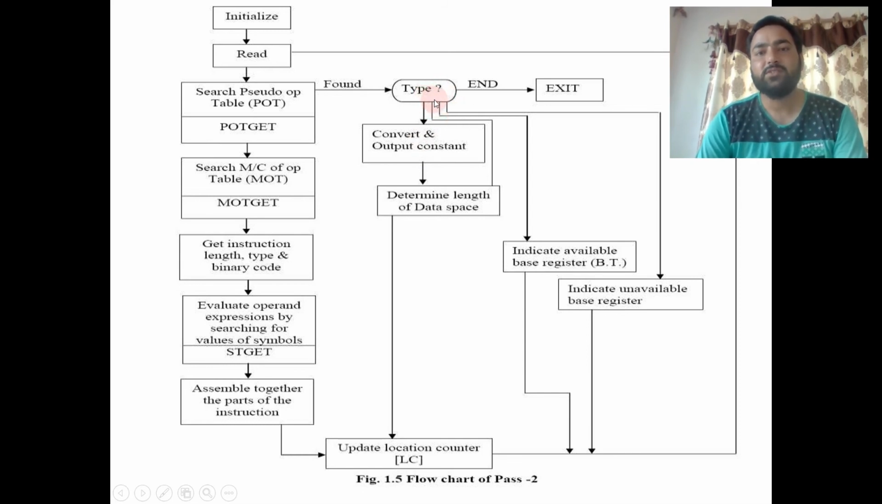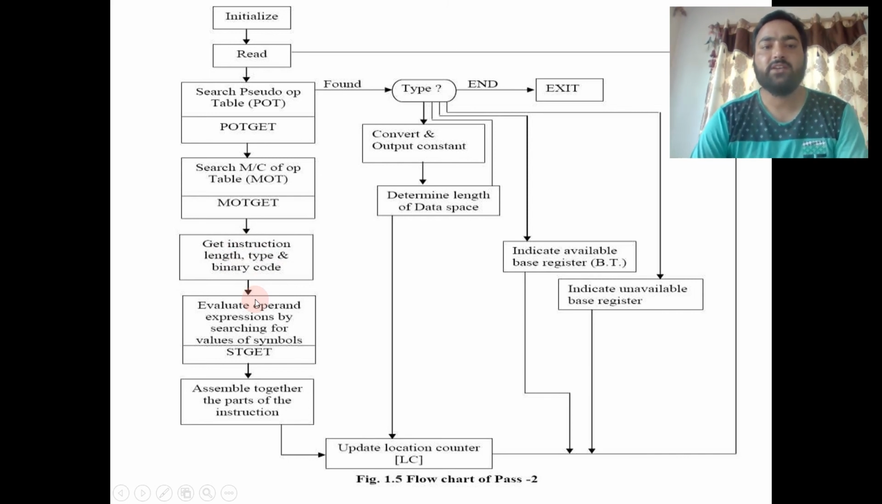Then, after finding the type of the instruction operation code, we also indicate available base registers to be used by the program, and also indicate unavailable base registers. Whether available or unavailable, we have to indicate the situation and the condition in the program. Then after searching for the pseudo operation code in the table, we search the machine opcode table for machine operations defined in the program. Then we get the instruction, its length, its type, and the binary code that is used to define the instruction.